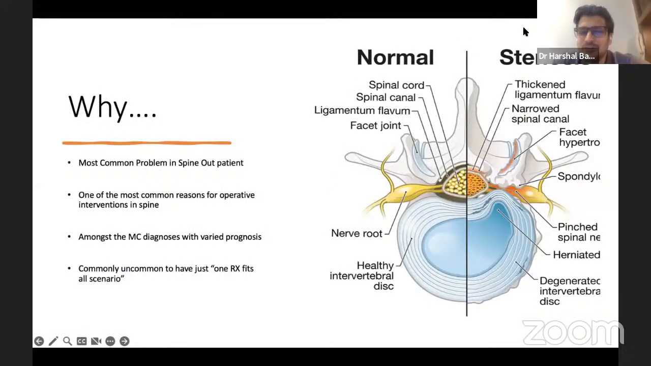So lumbar canal stenosis, a very commonly debated topic all over. It's actually the most common problem in our OPDs, and one of the most common reasons for operative interventions in spine. It has a variable presentation. It is associated with many diseases, and that's why it has a varied prognosis. And unfortunately, this doesn't have a one treatment fits all scenario. So it is important to understand the basics of lumbar canal stenosis.